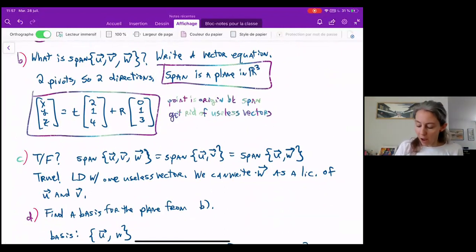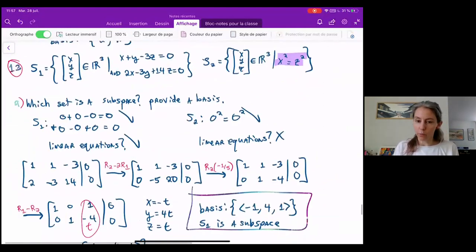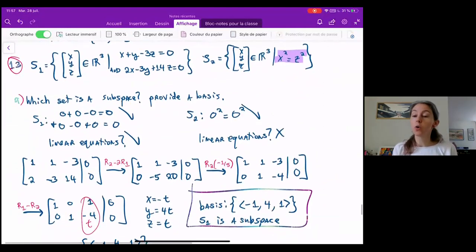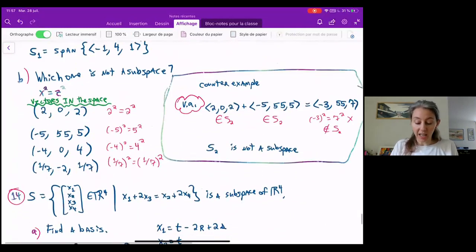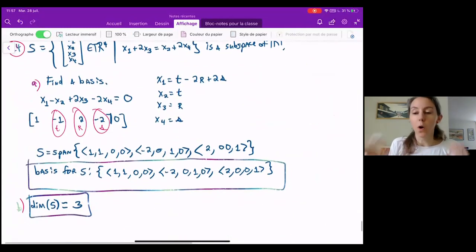then sometimes you'll have useless vectors to get rid of. However, if you're doing something like row reduction to turn the general equation of a plane into a vector equation, which is what we did here in 13, and what we just did again in 14, then you'll always end up with linearly independent vectors. Did that make sense?